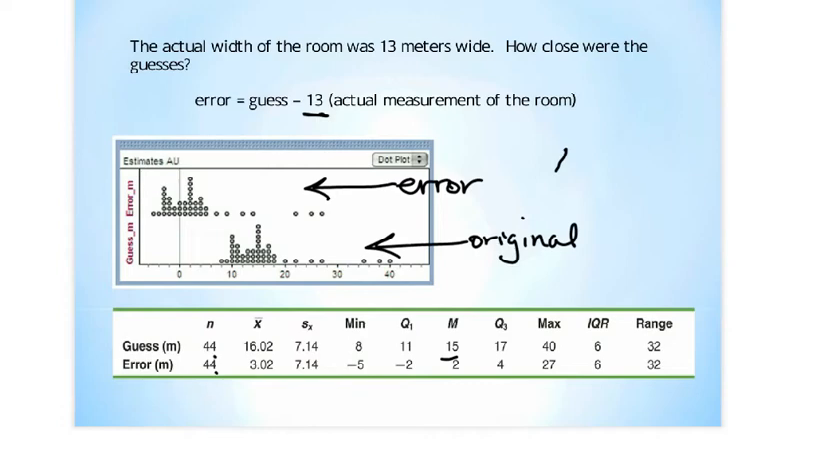But how about anything else? Did anything change with the shape or the range, spread?